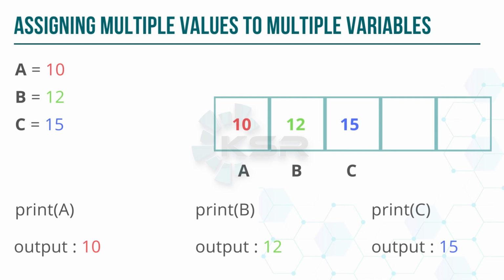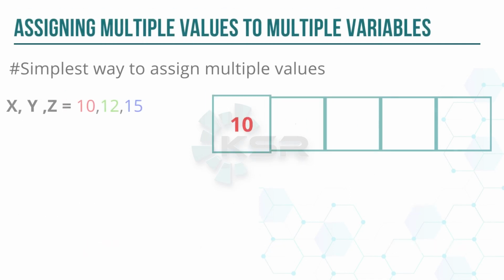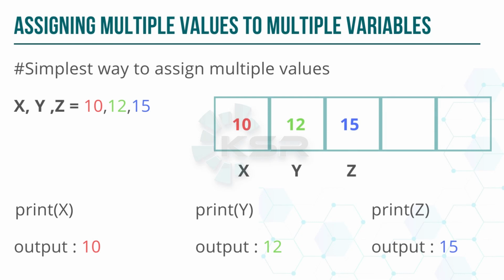So instead of assigning all these independently, is there any simpler way? Yes, there is. I'll say a, b, c equals 10, 12, 15. Or let me change these names, instead of a, b, c, let me give x, y, z. x, y, z equals 10, 12, 15. If I do print of x, 10 is printed here. Print of y prints 12. And print of z gives 15. So we can assign multiple values to multiple variables. This is how we can do it.